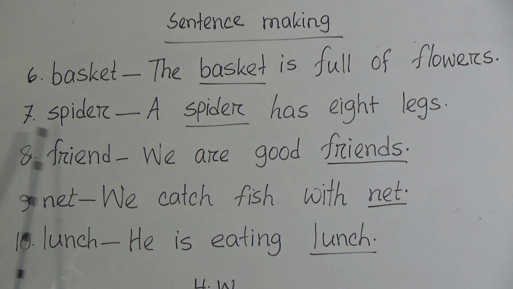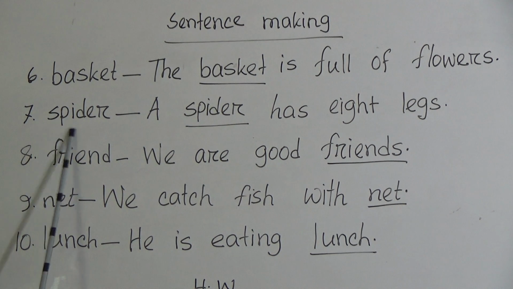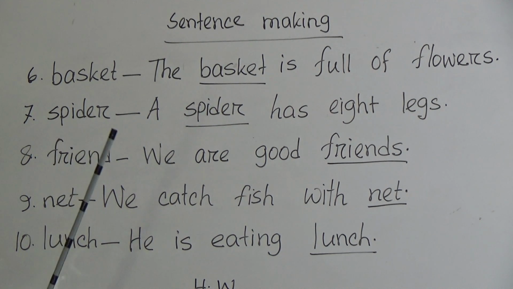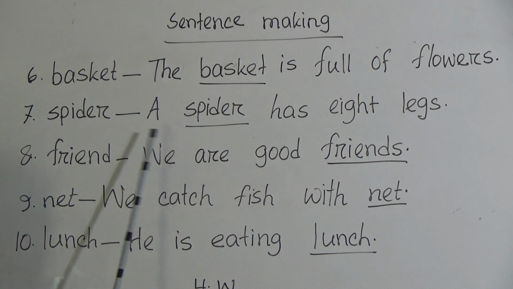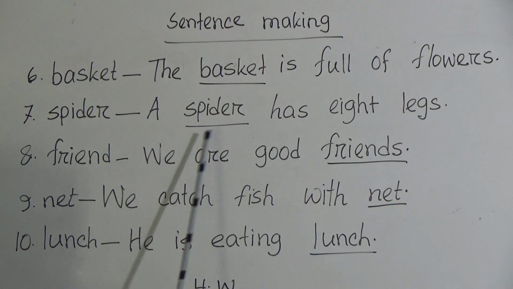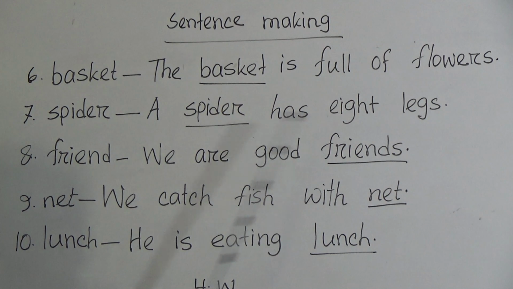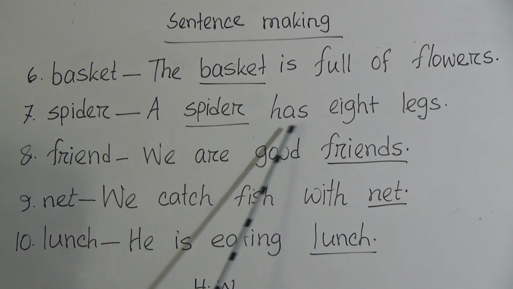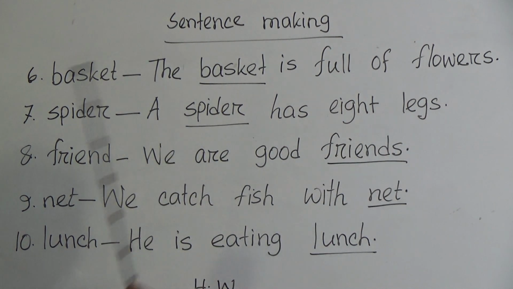Now number 7 is spider, S-P-I-D-E-R, spider. And the sentence is, a spider has 8 legs. A spider has 8 legs.